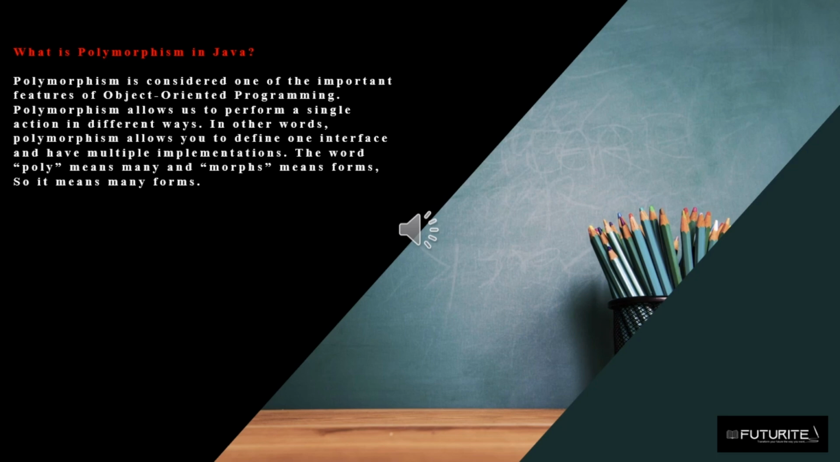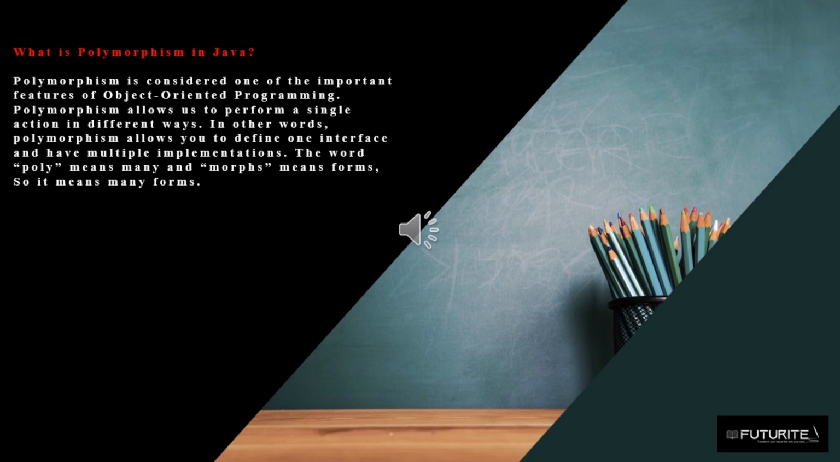Now we understood what polymorphism is. What exactly is polymorphism in terms of Java? Polymorphism is considered one of the important features of object-oriented programming, as I said in the beginning of the vlog. Polymorphism allows us to perform a single action in different ways. In other words, polymorphism allows you to define one interface and have multiple implementations. What exactly this means, I will explain in the next slide with proper examples so that you have better clarity.